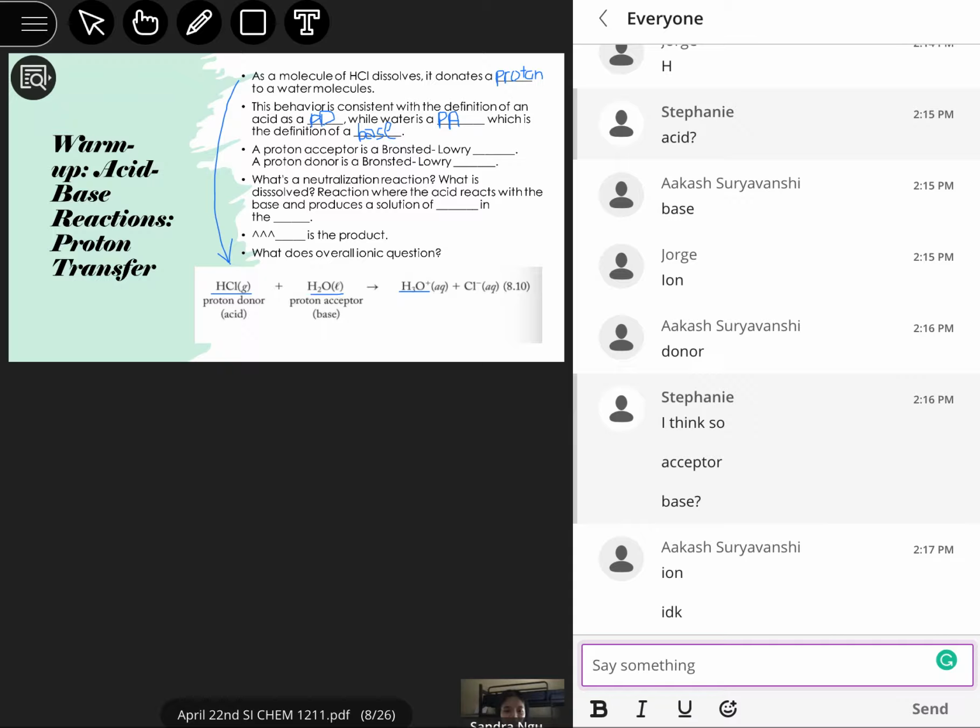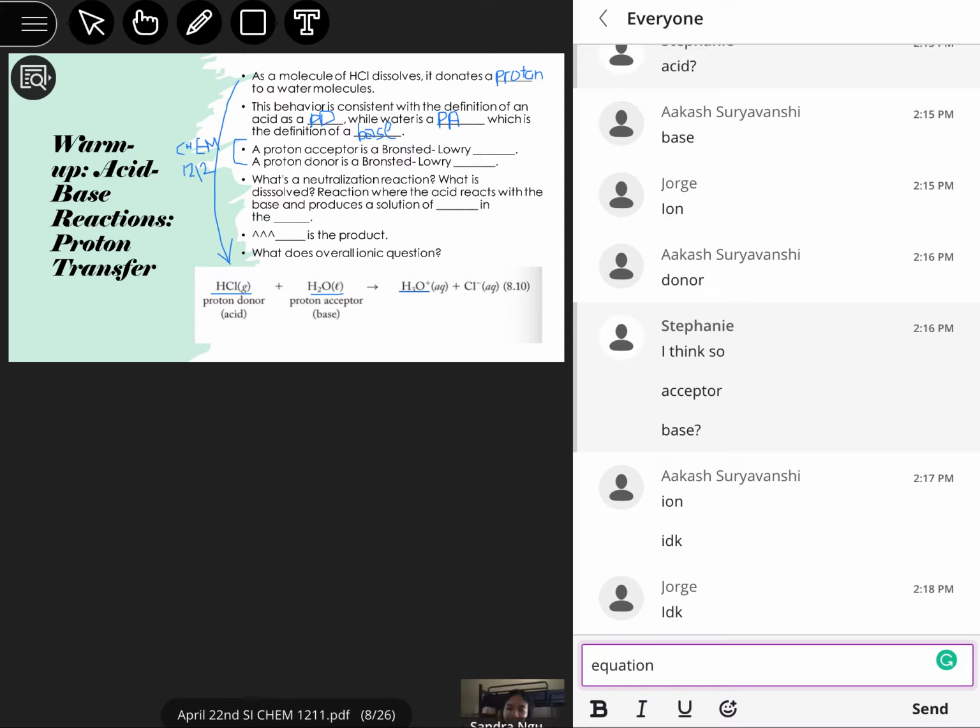And then a proton acceptor is a Bronsted-Lowry what? And this helped a lot if you're taking Chem 1211, by the way. What is that called? You guys learned that in Chem 1212, by the way. A proton acceptor is what? Does anyone know? What is that called? A Bronsted-Lowry. Like, what is that?